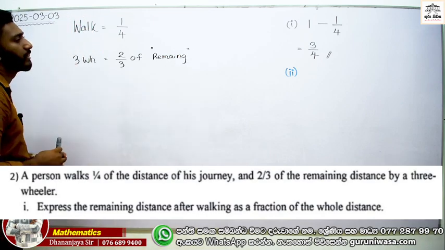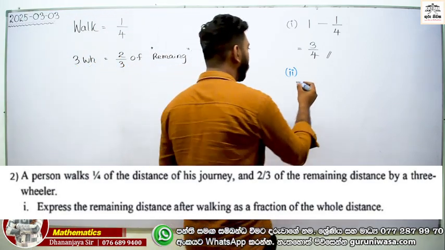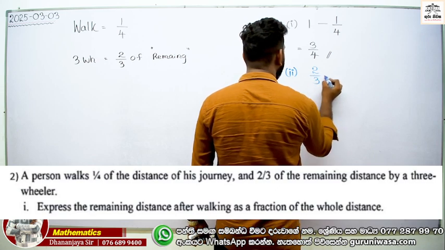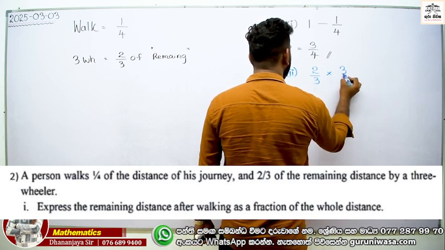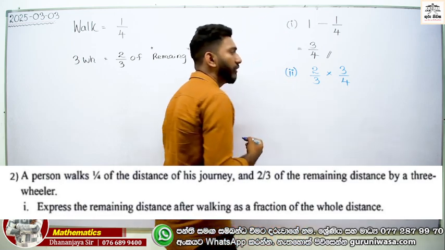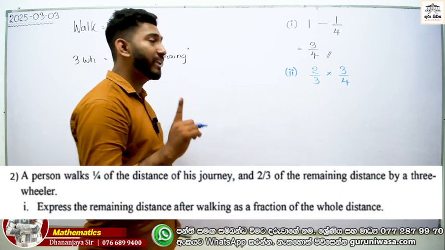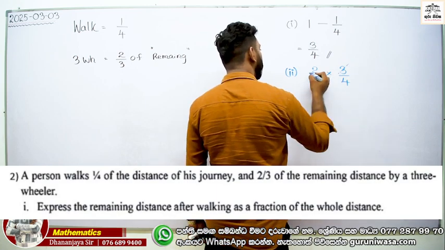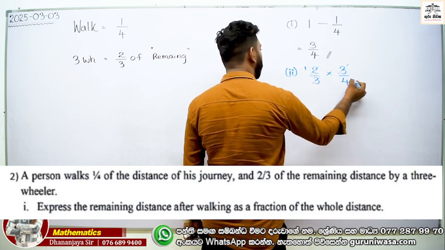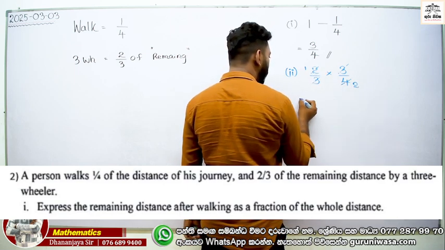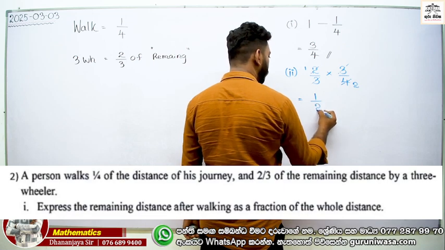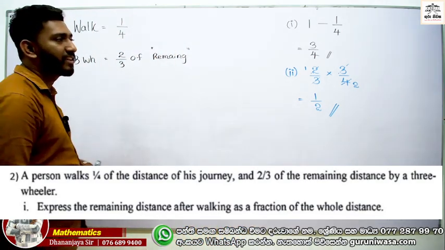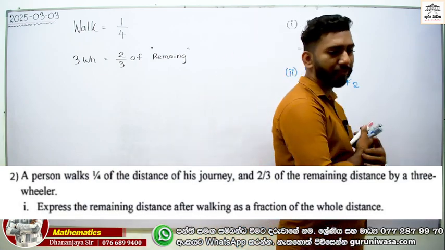Now how to find the value? Look at this. The remaining portion is 3/4. Therefore, 2/3 of means multiplication. Then 2/3 times 3/4. Now what to do? We can simplify: 3 times 1, 3 times 1, 2 times 1, and 2 times 2. Then the answer becomes 1/2. This is the answer for the second one, the three-wheeler. Very good. 1/2.